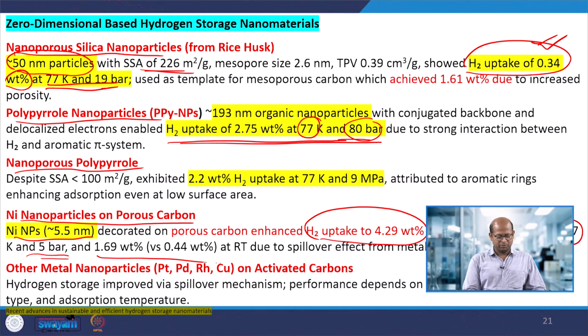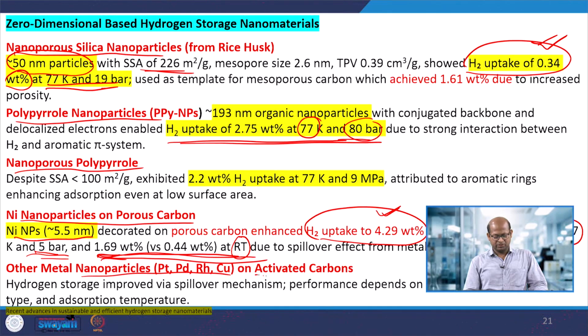And at room temperature, usually this material stores very little, just 1.69 weight%. So when we are maintaining 77 kelvins, extremely low temperature, and 5 bars, it can store up to 4.29 weight% of hydrogen. And when we are using room temperature to store hydrogen, it is 1.69 weight%. So nickel nanoparticles, that is porous carbon based materials.